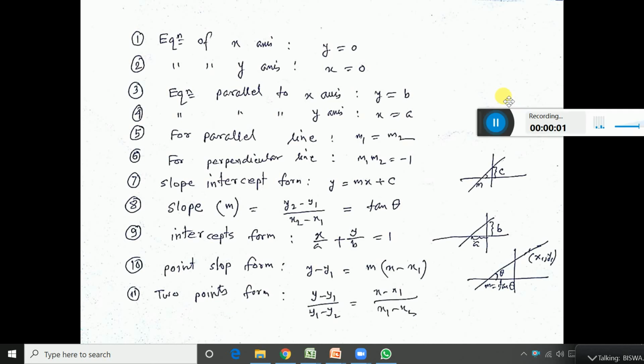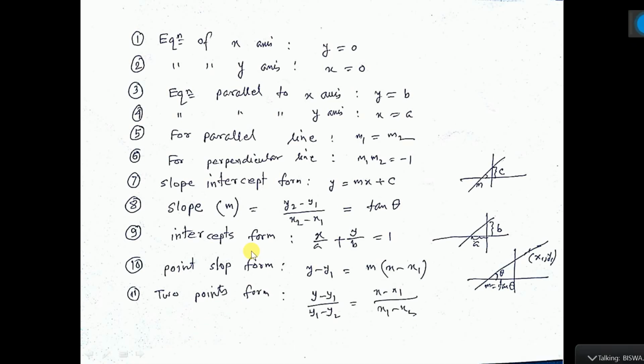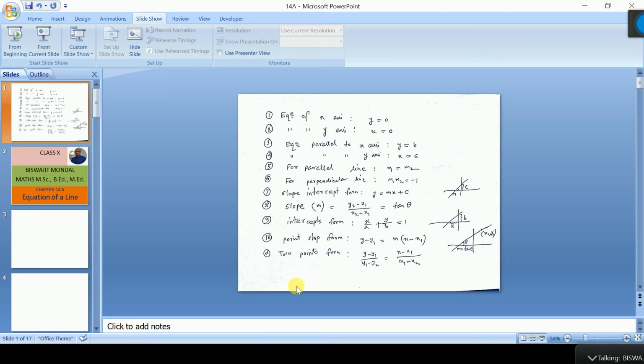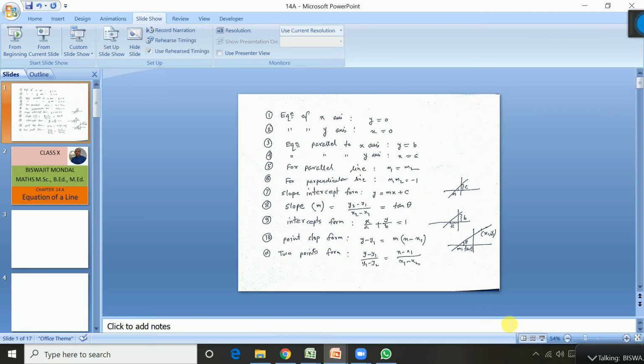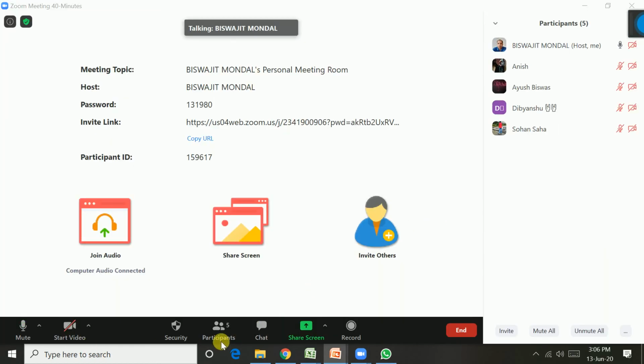Let's do now equation. Share screen corner. Share screen still. Now I did not do share screen. So first let me do share screen, then I will start it.